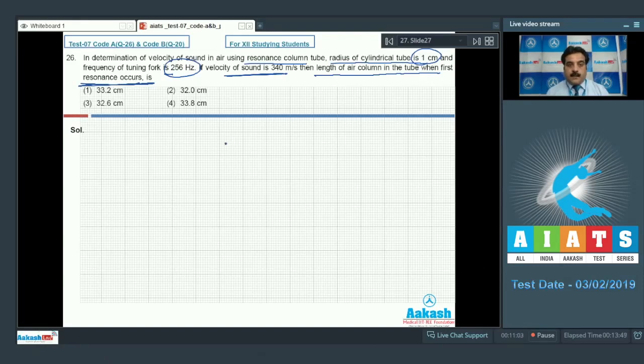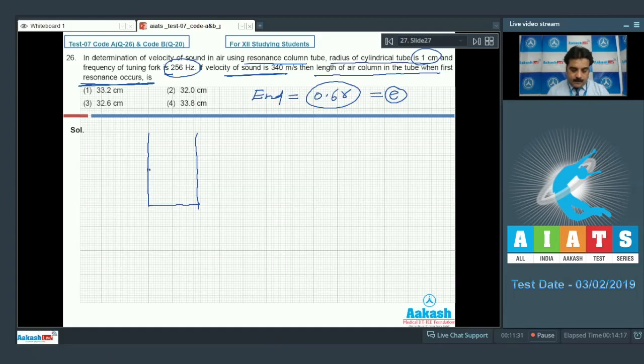First, before starting, I would like to tell you about end correction. You can write end correction, represented by small e, as 0.6 times r, where small r is the radius of the column. In the resonance tube, antinodes are formed slightly outside the open end of the tube. So in the first overtone, if I make a simple diagram, this is the level of water, and as I said, this is the end correction, and this is the point of node, and the antinode will be here.